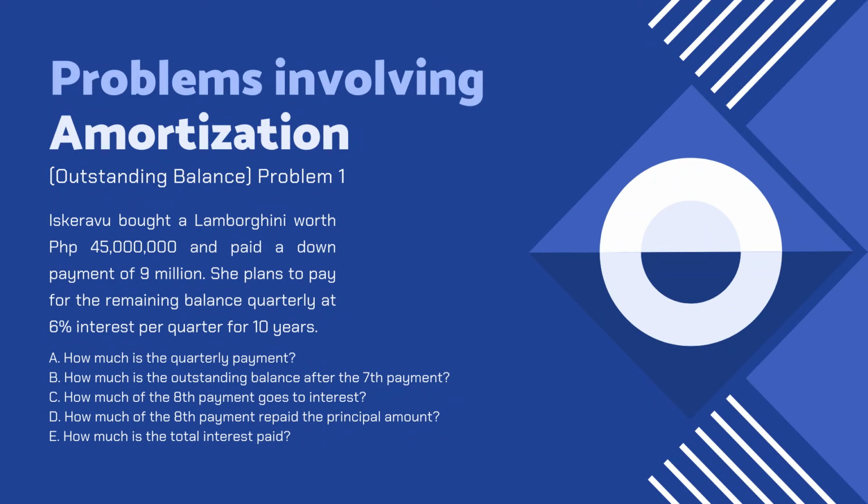And for the last problem we will solve, Caravu bought a Lamborghini worth 45 million pesos and paid a down payment of 9 million. She plans to pay for the remaining balance quarterly at 6% interest per quarter for 10 years. A. How much is the quarterly payment? B. How much is the outstanding balance after the 7th payment? C. How much of the 7th payment goes to interest? D. How much of the 7th payment repaid the principal amount? E. How much is the total interest paid?